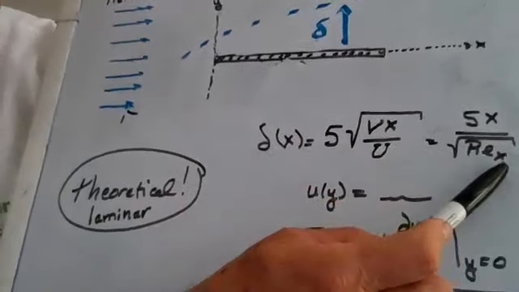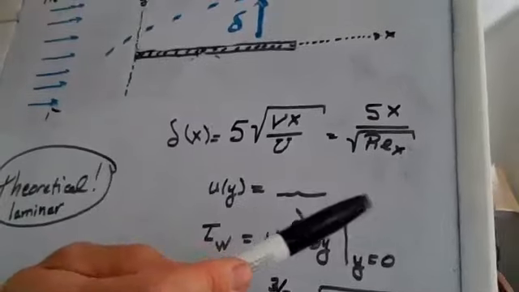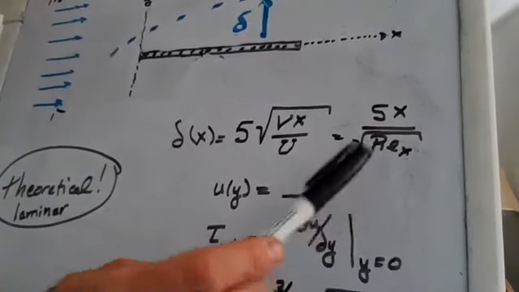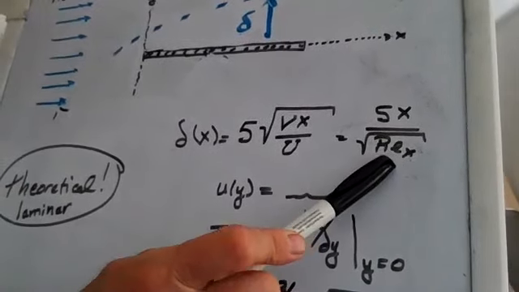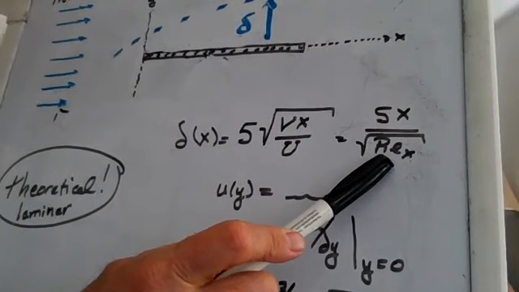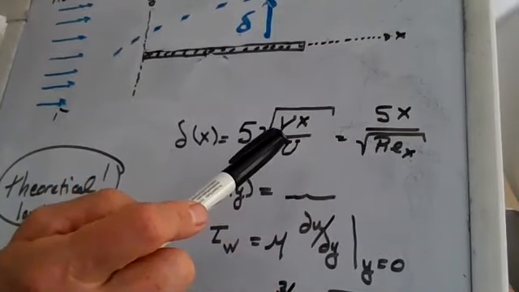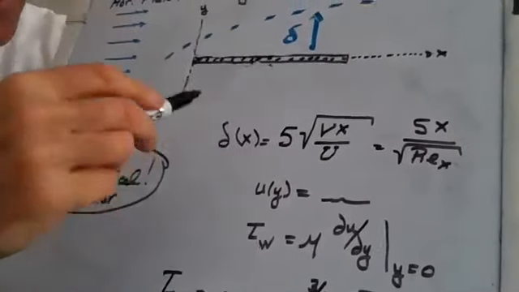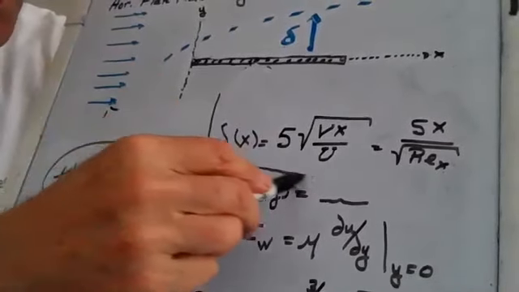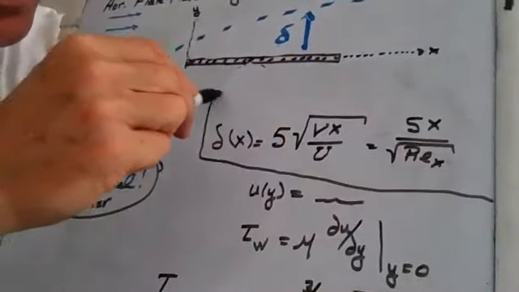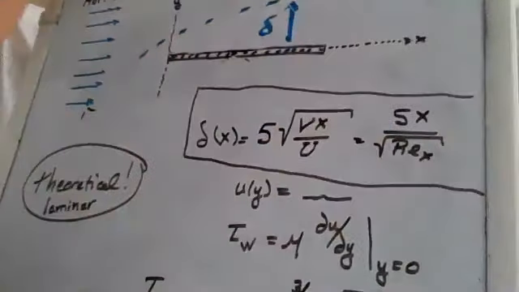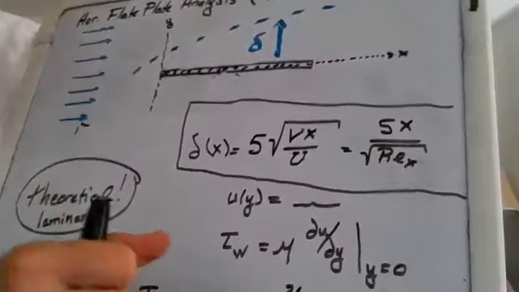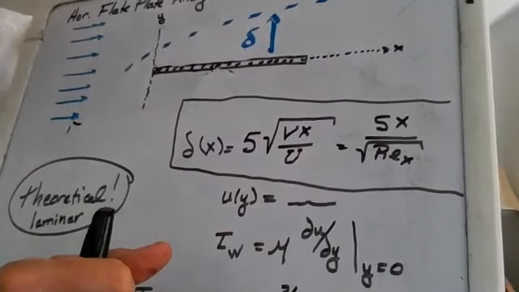That is equivalent to this expression right here, 5x over the square root of the Reynolds number. I believe that you're going to use this formula for your problem solving almost exclusively, but you should write them down. Okay, so there is equation number 1. I'm going to box it. Hopefully you are denoting to yourself in your equation summaries that it is for flat plate flow and that it is for the laminar portion of the plate.